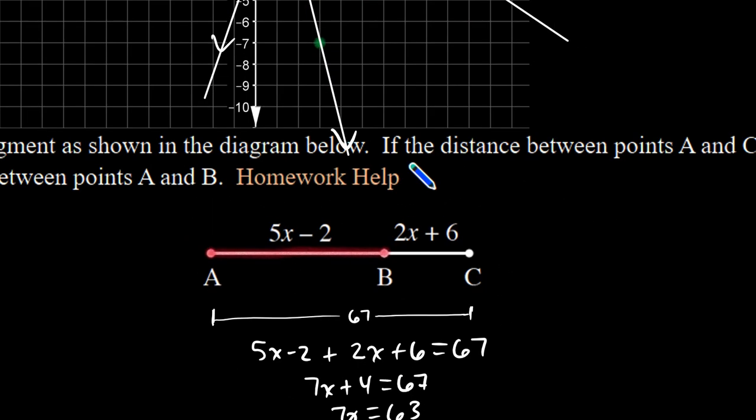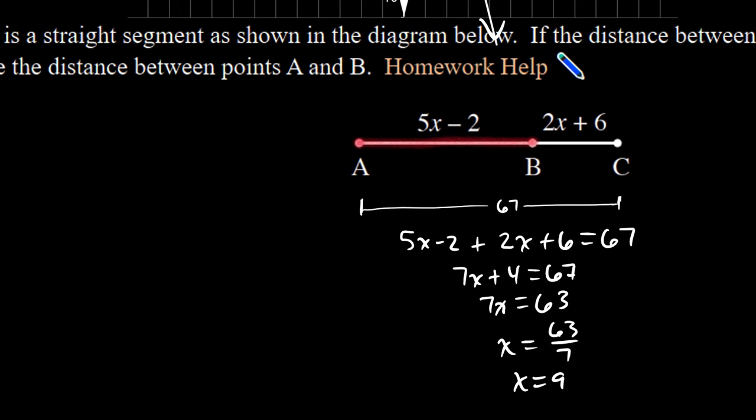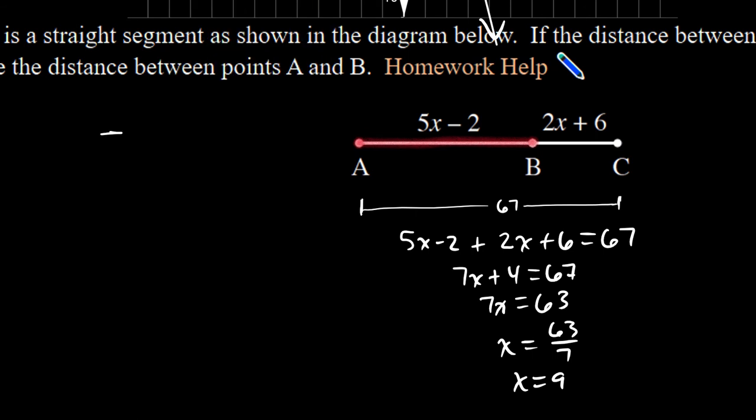They didn't ask me to find x. I was asked to find the distance between points A and B. So here's the thing. I know that algebraically we're representing the distance between points A and B as 5x minus 2. And I know that x is the number 9. So I'm just going to plug in that value of x. So I've got 5 times the 9 minus 2.